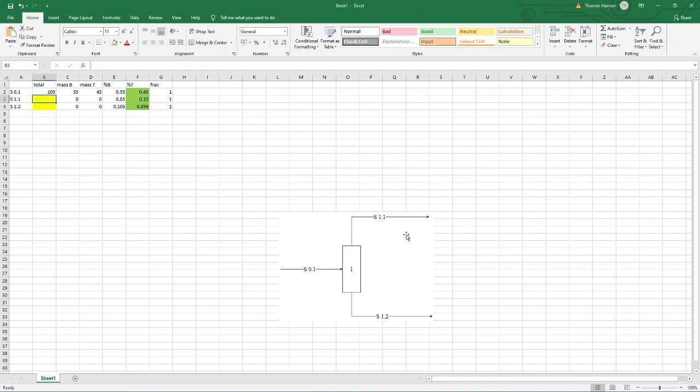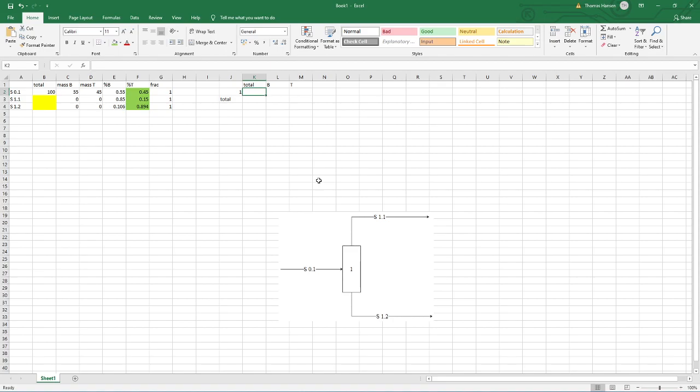Nope. So now we want to set up our balances. In this case, again, it's fairly simple because it is a small system, but we can set up a total mass balance, a benzene mass balance, and a toluene mass balance. We can set up a balance for our first unit operation and for our entire system.